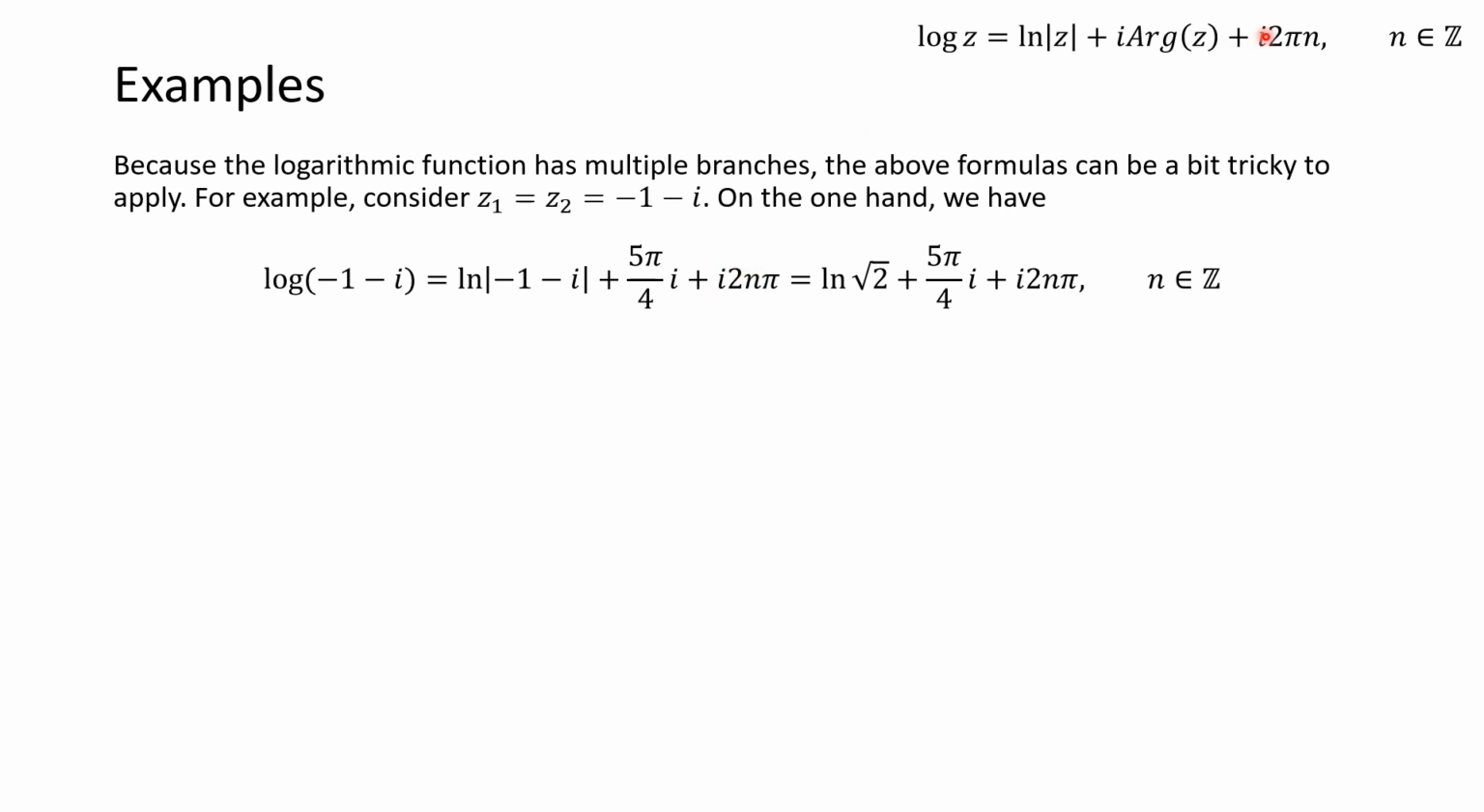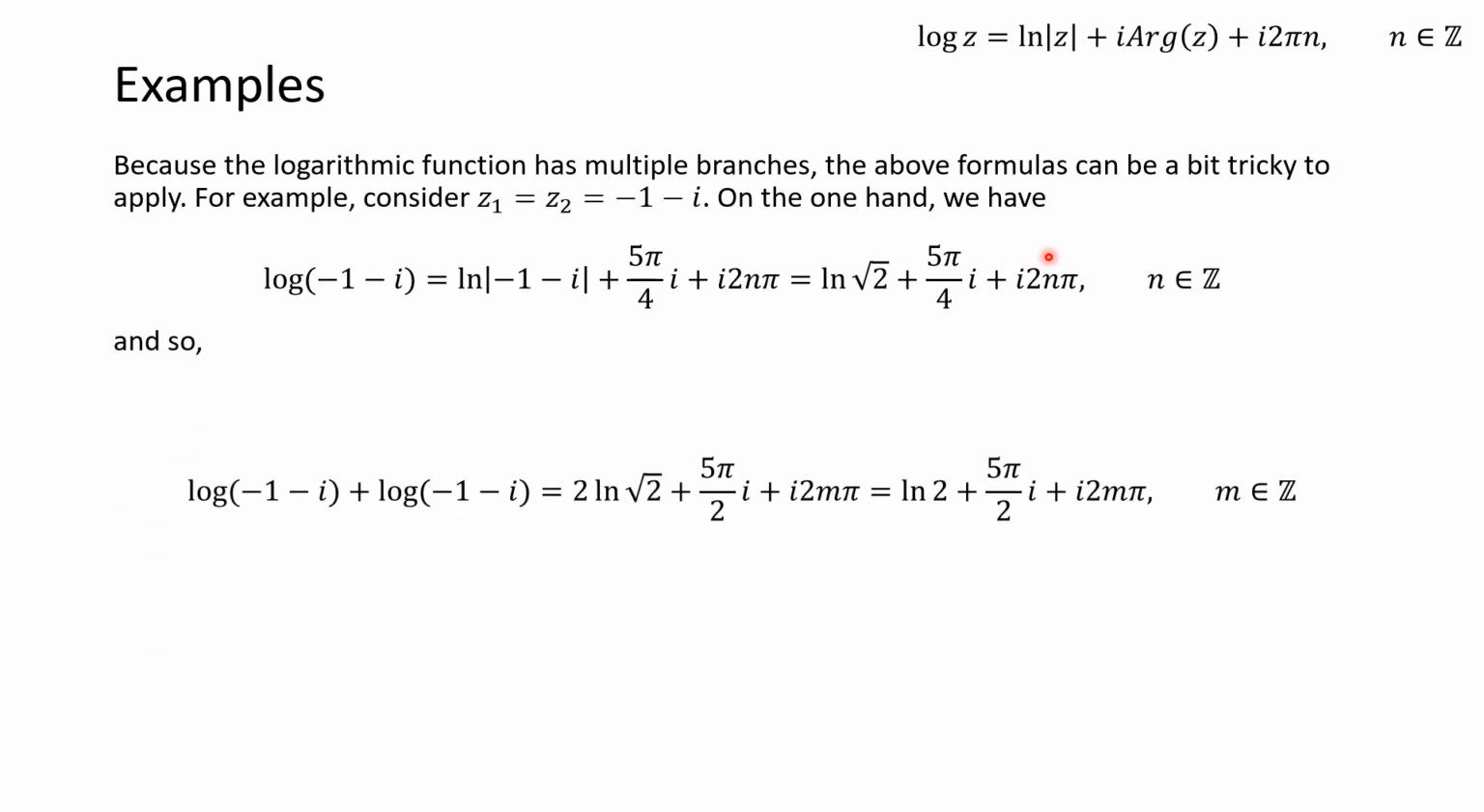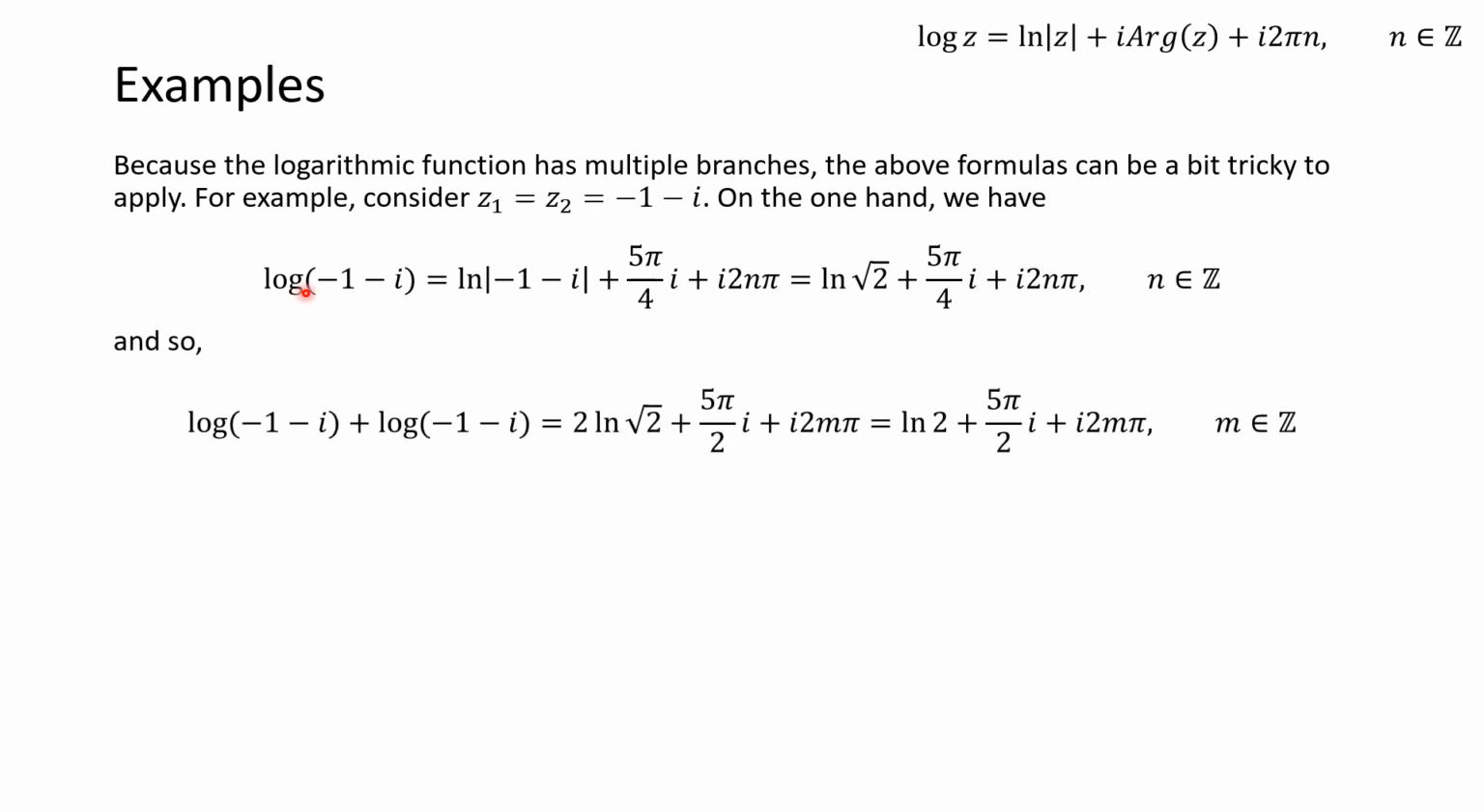And then we have our i 2 pi n factor here. So that's our first example. Our second example is we'll just add this to itself. That's why I had z sub 1 and z sub 2 here. So this is our z sub 1, this is our z sub 2. We add it to itself.